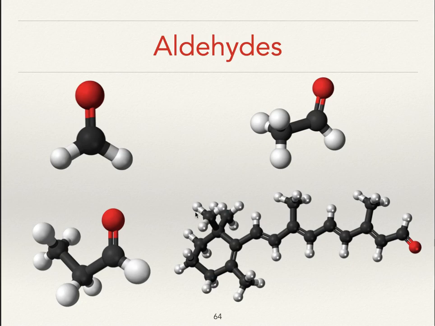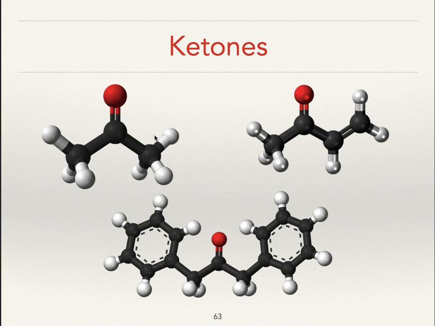So these are examples of ketones and aldehydes. You should be able to identify their functional groups. You should be able to identify their R groups. And you should know a few common examples like formaldehyde, like cinnamaldehyde, and like acetone.